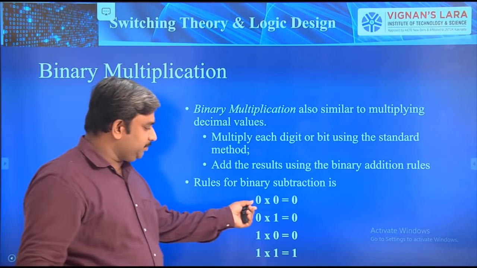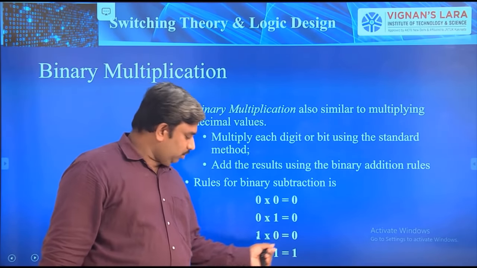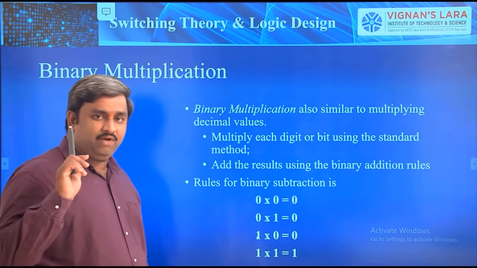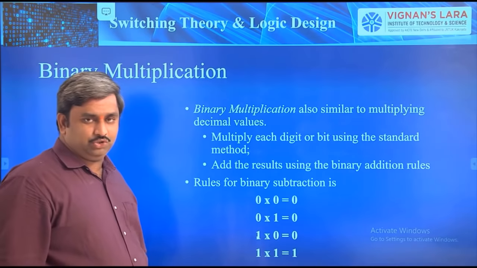Coming to the rules, it is very simple. 0 into 0 is 0, 0 into 1 is 0, 1 into 0 is 0, 1 into 1 is 1. So whenever both values are 1, only then is the answer 1. In the remaining conditions, all are zeros.